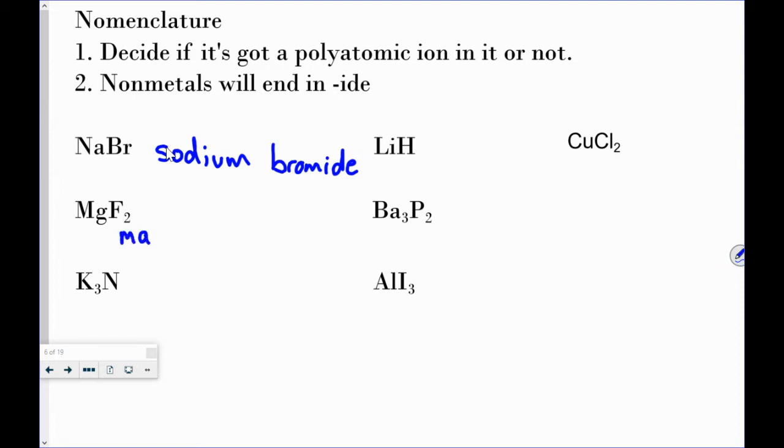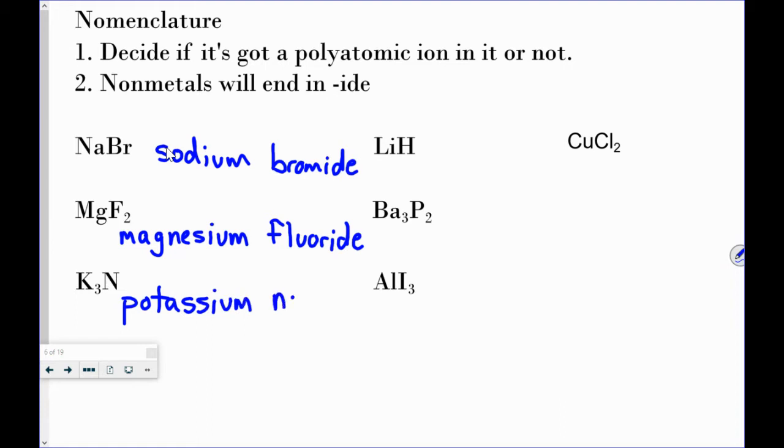Mg is magnesium. Again, magnesium is always +2. Then I find F. F is fluorine. Fluorine becomes fluoride. I'm going to go a little faster through here, but you kind of see the pattern. K is potassium. I check. Potassium is always 1 plus.